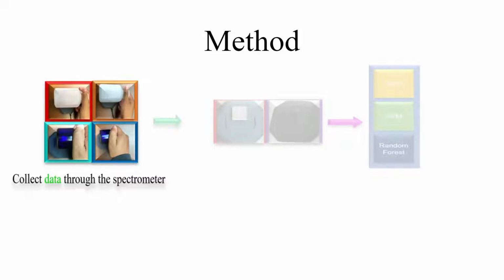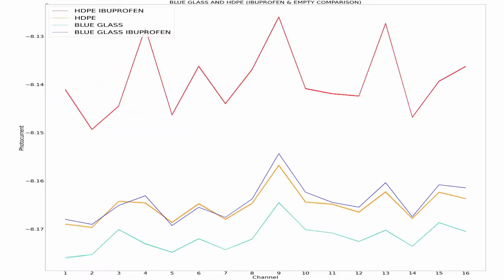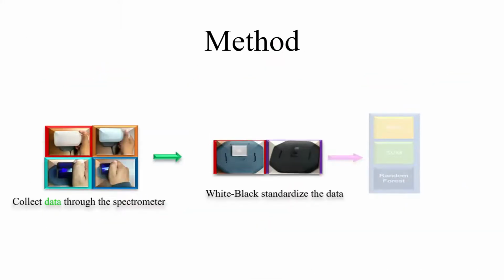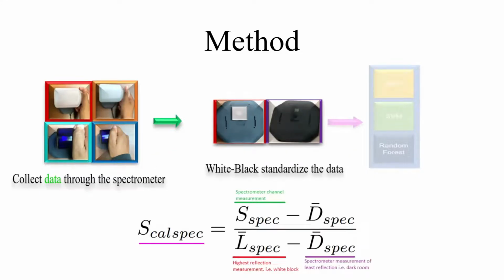The method in which we collect the data is pretty simple. First, we will collect the data through the spectrometer. On this slide, we show 2 containers. One, a high-density polyethylene, and the other, a blue glass. On one side, it shows full of ibuprofen. On the other side, it is empty. This graph shows the signal differences. Then, we will standardize our data. The formula for that is shown below.